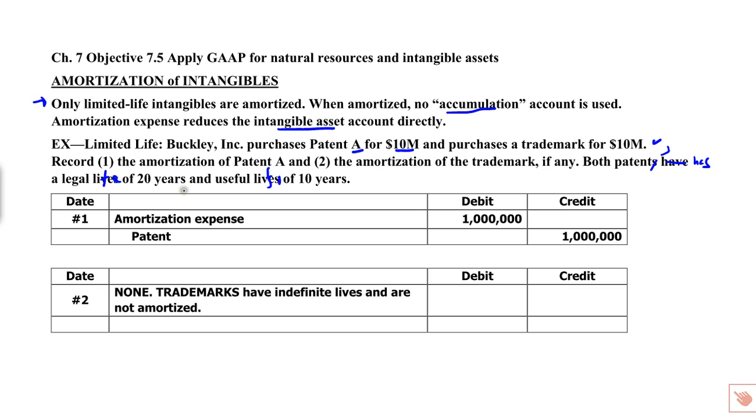Most patents do start with a legal life of 20 years. If that's all the information you have, then the legal life will be the useful life. But if you're given the useful life, then use it. So 10 million divided by 10 years equals $1 million in amortization expense. And notice no accumulation account here. We just reduce the asset directly. For the trademark, we don't do anything here. Trademark has an indefinite life, therefore there's no amortization.